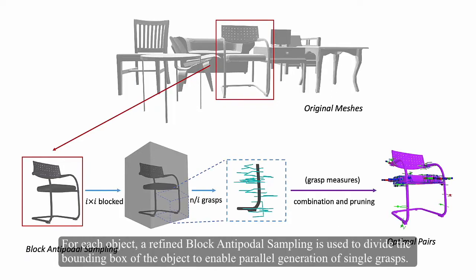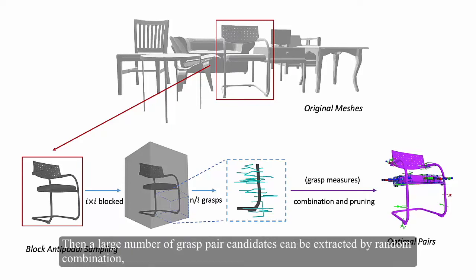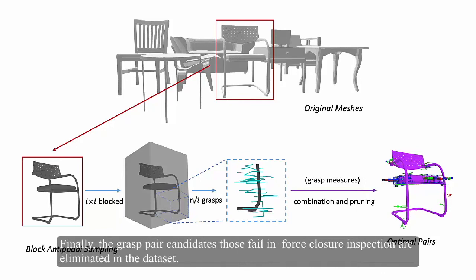For each object, a refined block antipodal sampling is used to divide the bounding box of the original object to enable parallel generation of single grasps. Then, a large number of grasp pair candidates can be extracted by random combination, from which we can select feasible grasp pairs with various dexterity labels to form a balanced dataset. Finally, the grasp pair candidates that fail the force closure inspection are eliminated from the dataset.